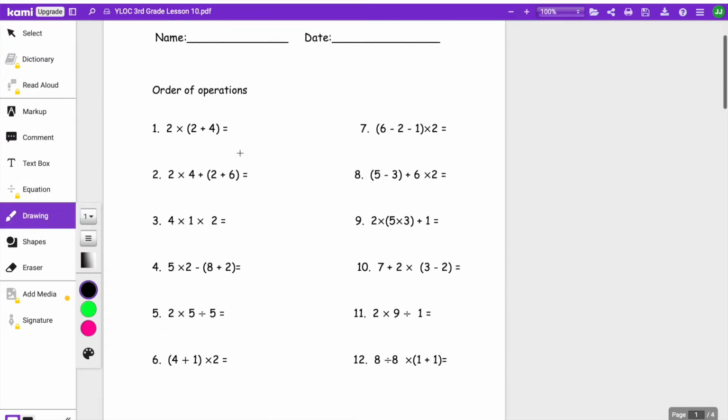Alright, so for number 1, order of operations. So 2 times 2 plus 4. Alright, so we're going to work on number 1.